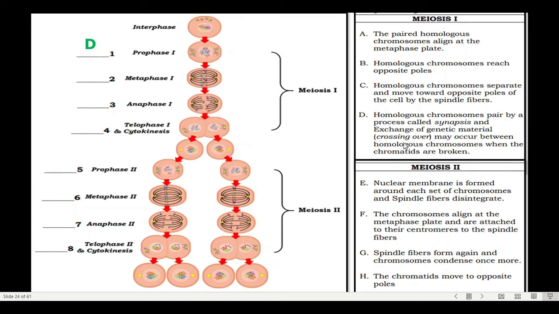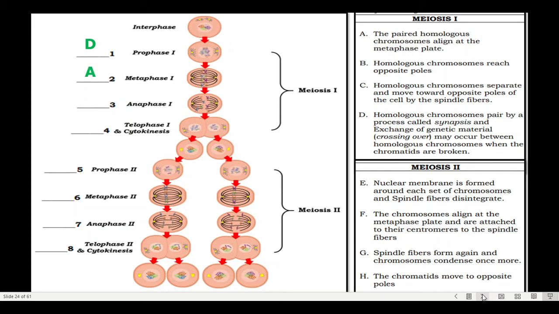So, pag nag-exchange sila ng material or traits, ang tawag doon crossing over. So, it may occur between homologous chromosomes when the chromatids are broken. Next. So, sa prophase 1 nangyayari sa meiosis lang yung synapsis and crossing over. Prophase 1. Next, metaphase.